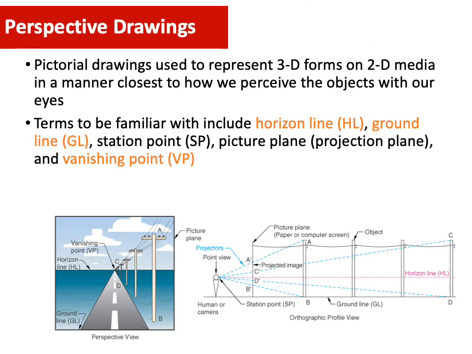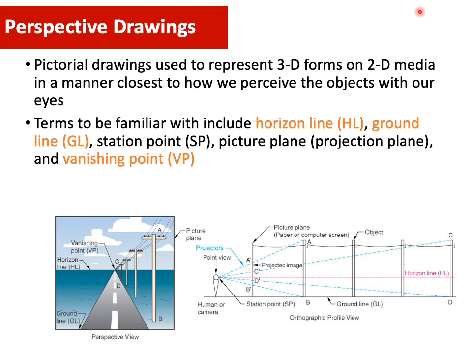So the last type of the pictorials is the perspective. I hope you're still with me. Perspective drawing, a pictorial drawing, is used to represent 3D forms on a 2D medium in a manner closest to how we perceive the object with our eyes. So how it looks is how it's going to look.